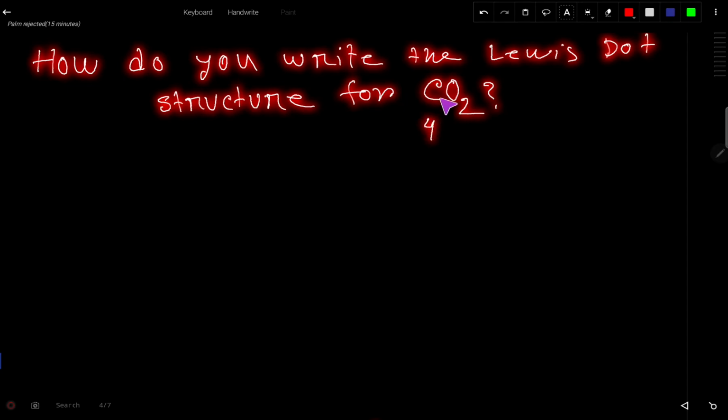Carbon is an element of group 4A, that is why it has 4 valence electrons, and oxygen is an element of group 6A, that is why it has 6 valence electrons. But here we have 2 atoms of oxygen, so you need to multiply by 2. So 4 plus 12 gives us 16 valence electrons, right, for CO2.